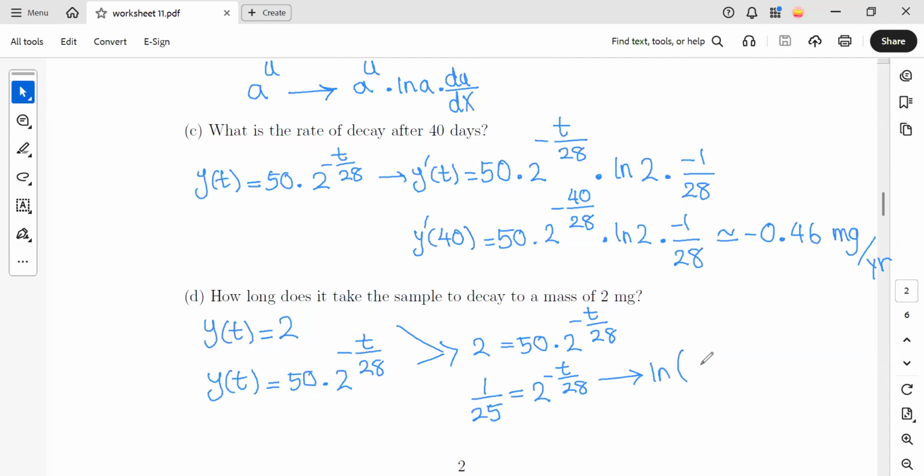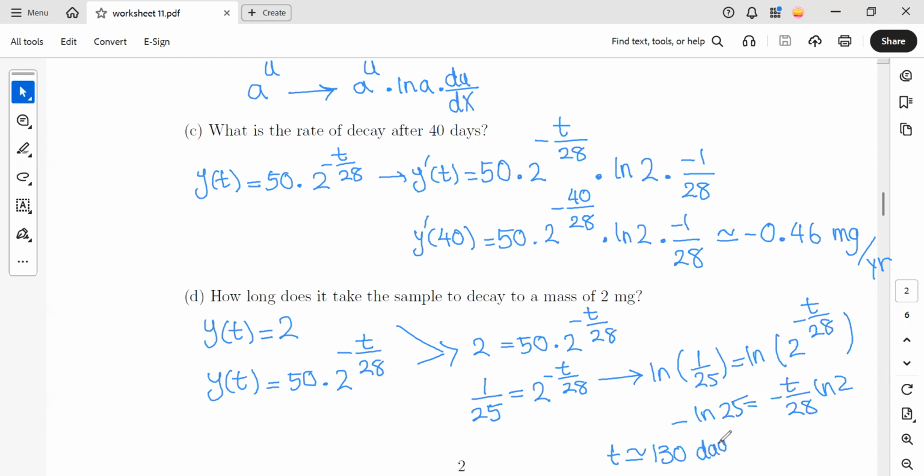So ln of 1 over 25 will be ln of 2 power negative t over 28. Using the formulas that we talked about before, we would have negative t over 28 times ln of 2 for the right side and negative ln of 25 for the left side. By multiplying both sides by 28, and after that dividing by ln of 2 to isolate t, we would have t approximately 130 days.